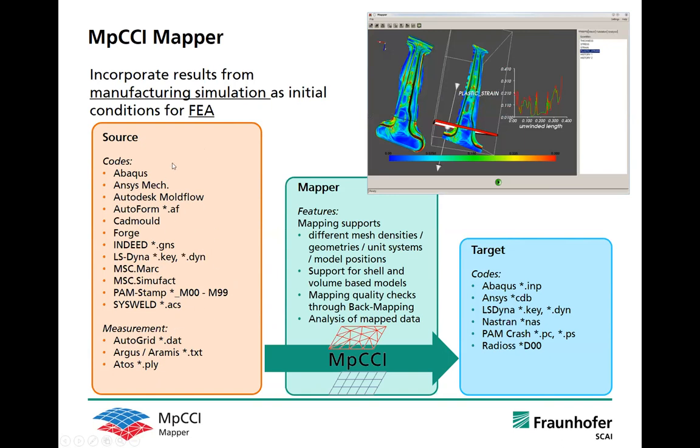The MpCCI mapper can read data from these codes and transfer them to follow-up structural or crash applications using Abaqus, LS-DYNA, Nastran, Radioss, PAM-CRASH, and so on, to map the results from the manufacturing as initial conditions to the later structural or crash simulation. Especially in that case, if you do a mapping from a massive forming using volume models, it is quite easy to use the MpCCI mapper to map from these volume models to shell-based models in crash, doing that in PAM-CRASH, for example. It's all handled by the MpCCI tool here.